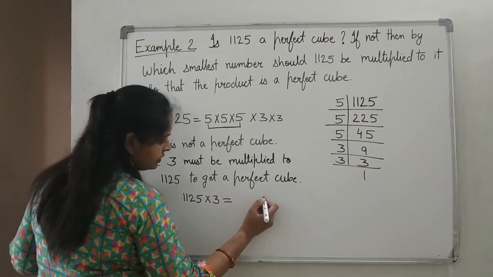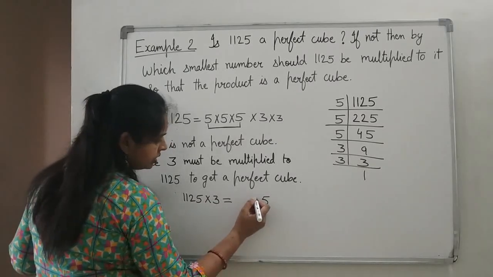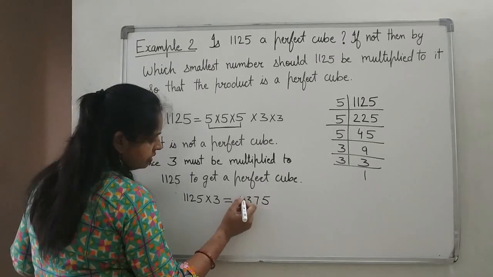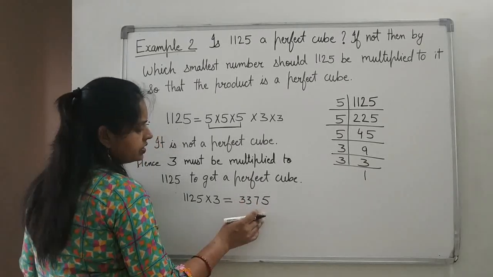So 3 fives are 15. 3 twos are 6 plus 1 is 7. 3 ones are 3 and 3 ones are 3. So 3375 is a perfect cube.